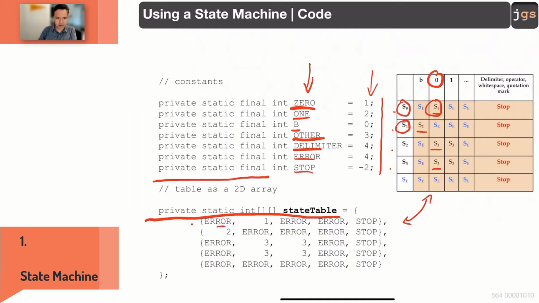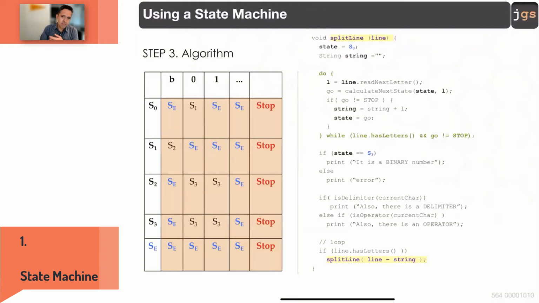The first thing is an error. The second thing is column 2, state 0, go to 1. Error, error, stop. 2, errors, stop. And so on. It is the table turned into an array of integers with all the knowledge of how to identify binary numbers in this case. Now, what I do with this, what I do with these constants, and what I do with this array of states, something like this source code.